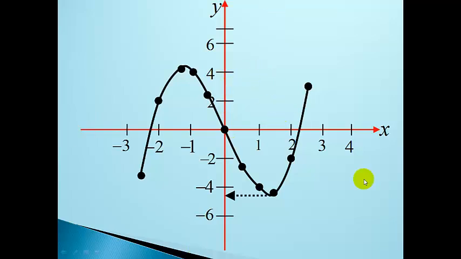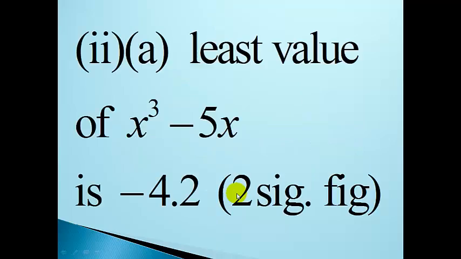Now, from the question, we have to find the minimum value. The minimum value will be minus 4.2. That is the minimum value of this cubic curve. So the least value of x cubed minus 5x is minus 4.2 to two significant figures.